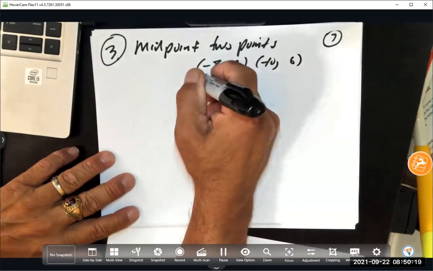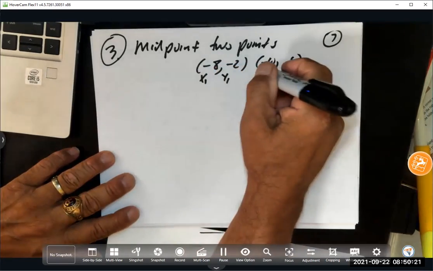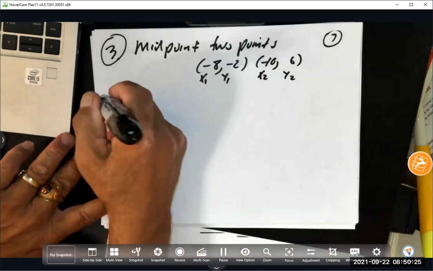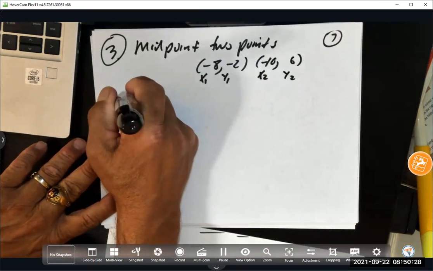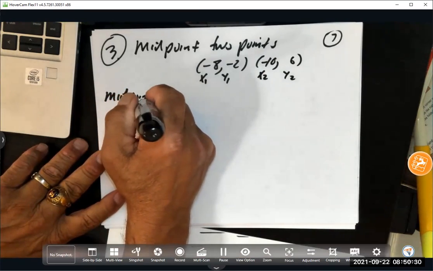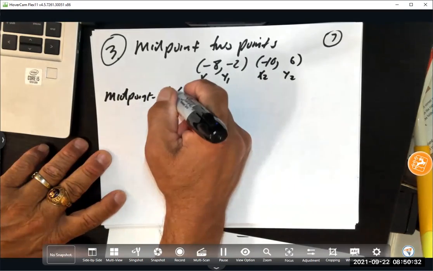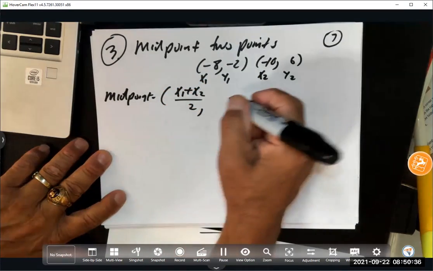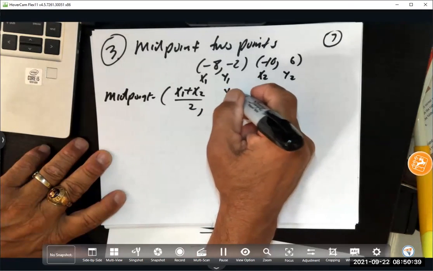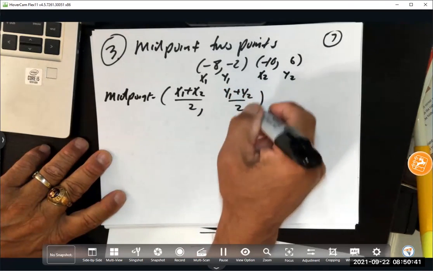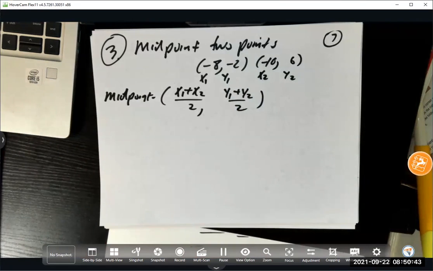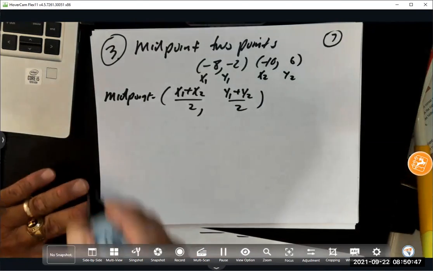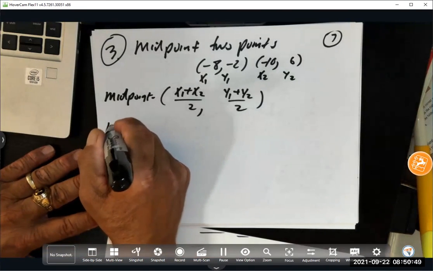Okay, so this is x1, this is y1, this is x2, and this is y2. Now, I'm going to tell you something. The midpoint formula, I'll just write it for you, is this. x1 plus x2 over 2, and y1 plus y2 over 2. There's the midpoint formula, if you don't remember it from algebra lab. So now I know the midpoint formula is this. So I'm going to start putting numbers in there, right?